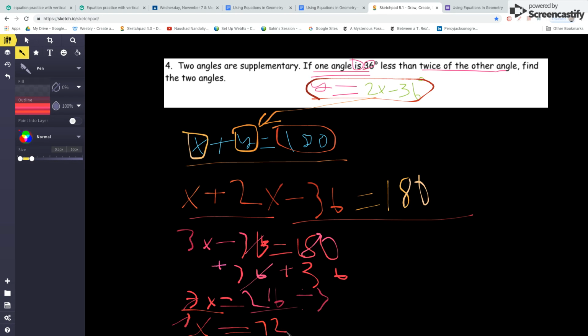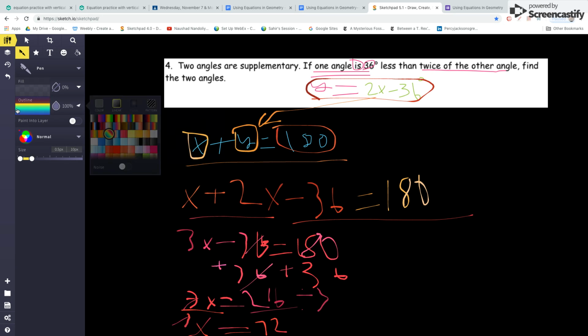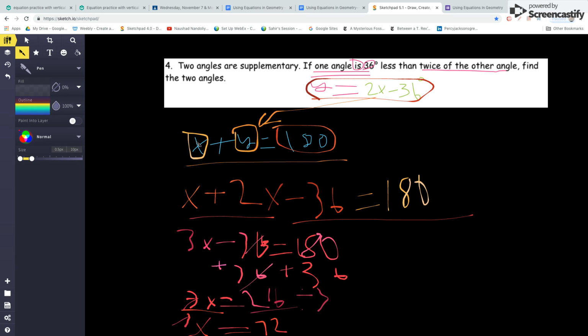72. So now that we've got what x is, let's head back to our original problem. X is now a solid number that we have an answer to, which is 72. So let's plug that into our equation here. We have 72 plus y equals 180.